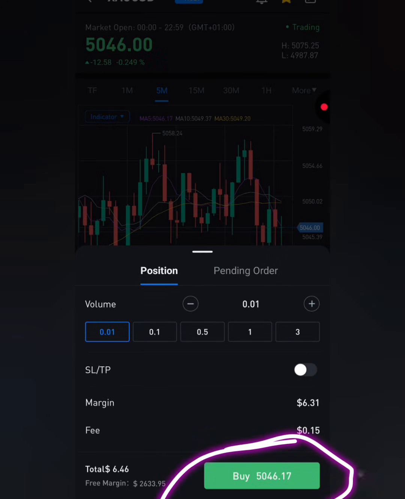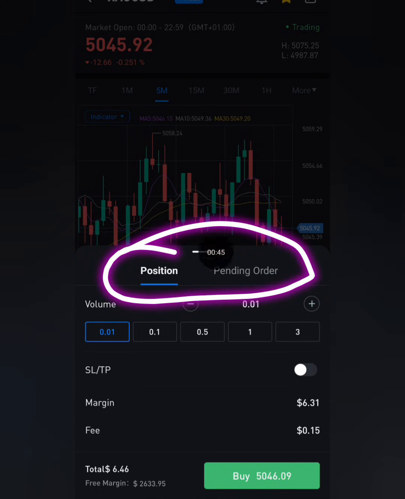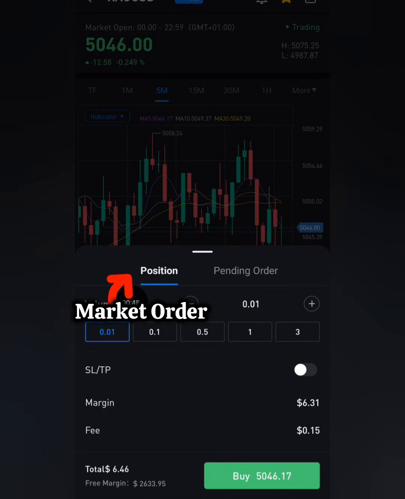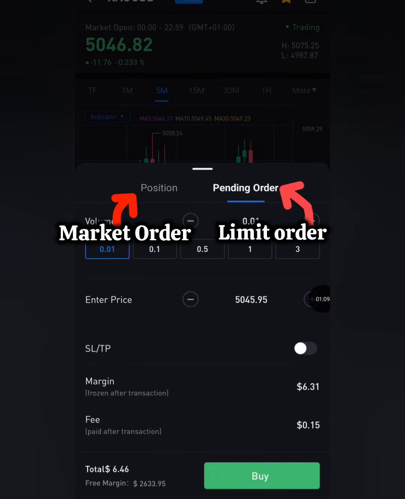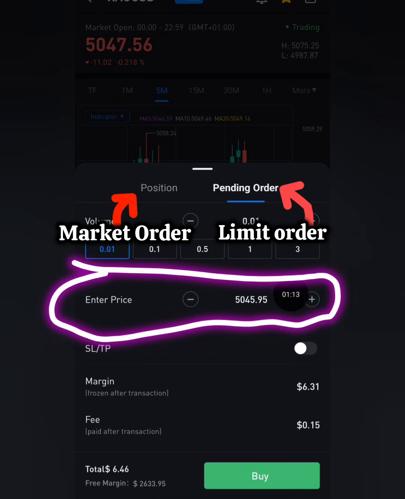Before you click on the buy here, you need to actually set some things right here, okay? Now we have the position and we have the pending. Now this position is just like the market order where you actually get to place your trade immediately at the current market price. Then this pending order is like your limit order in crypto where you get to actually put in an entry price, okay? So you need to know the differences between these two.